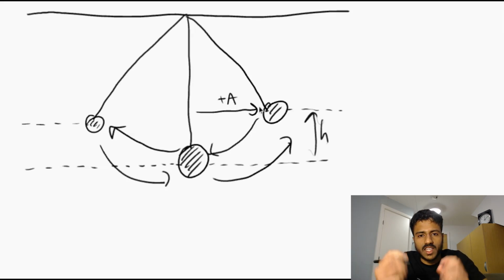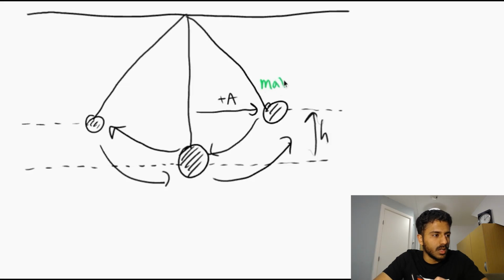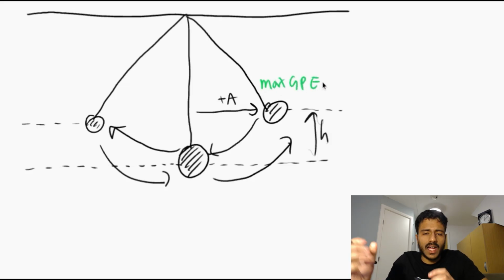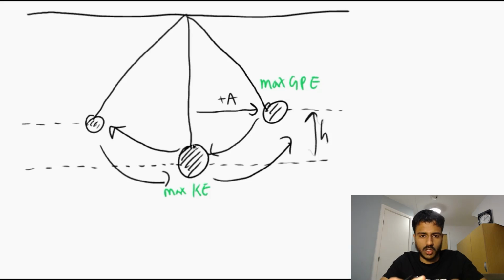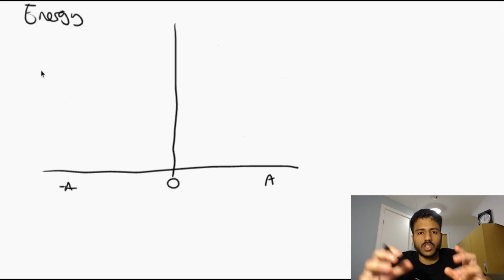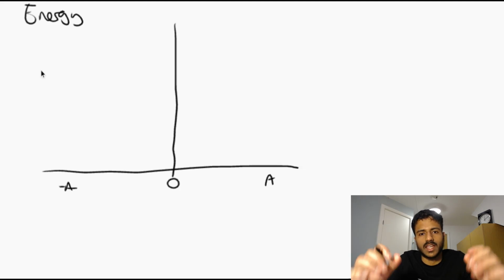And this means that at the initial position, it will have maximum gravitational potential energy. And as it falls, this gravitational potential energy is going to get converted into kinetic energy until it reaches this central part where it's going to have maximum kinetic energy. And then as it starts to rise again, the kinetic energy is going to get converted back into gravitational potential energy. And at this point here, at height h on the opposite side, it will also have maximum gravitational potential energy.